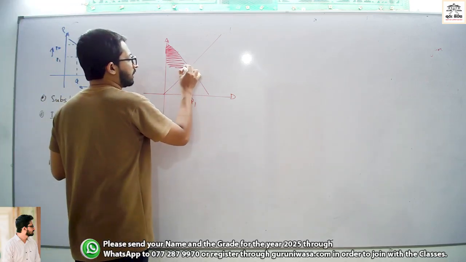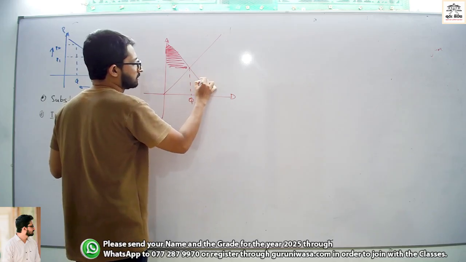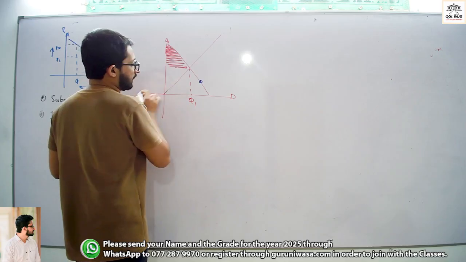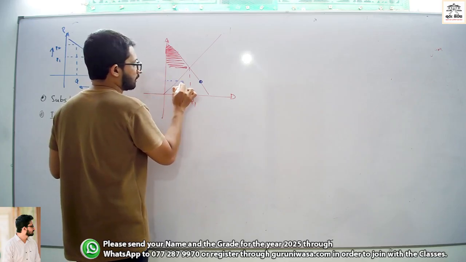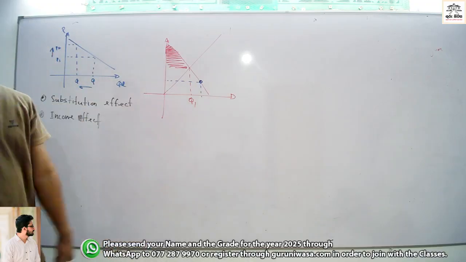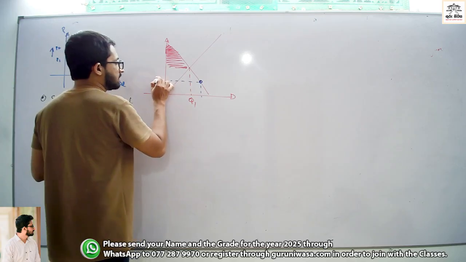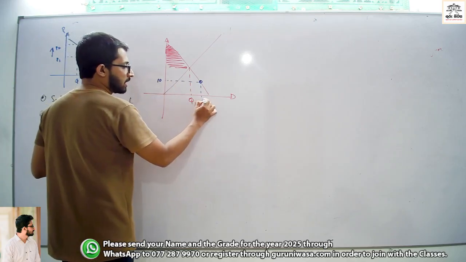Now children, take a point here on the demand curve, this point. This is one of the points on the demand curve. But this point is not taken into account when calculating consumer surplus. Why? Here, assume price is 10, quantity is 100 units.